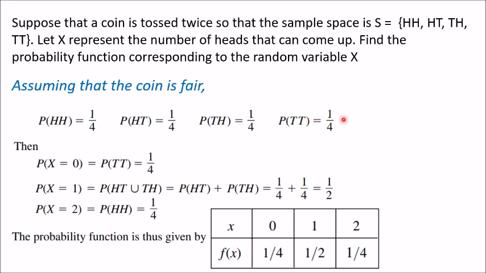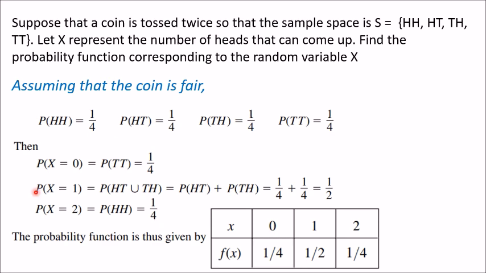Then because the x here is the number of heads, we can count the number of heads. For x equals 0, it means there's no head in the outcome, and that is TT. There's no head there. It's all tail. So the probability is 1/4.